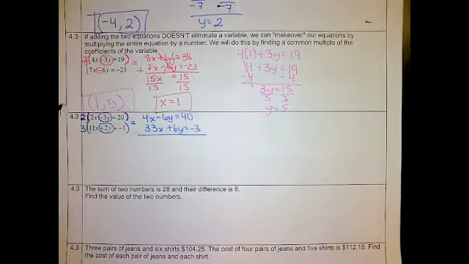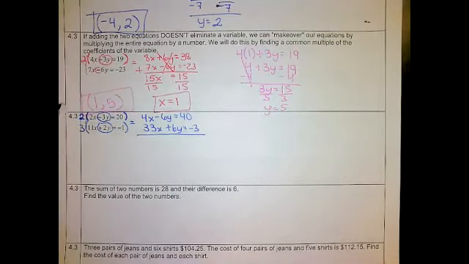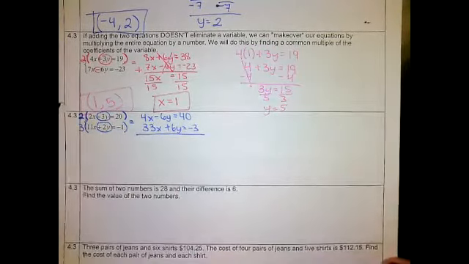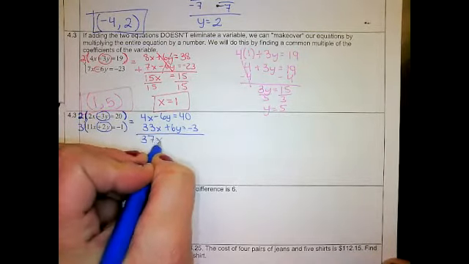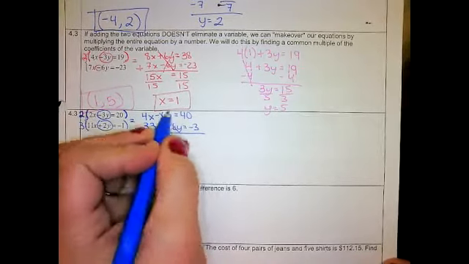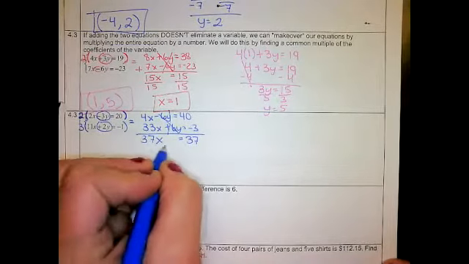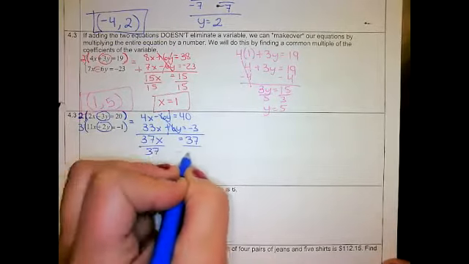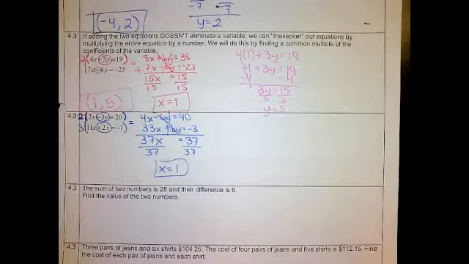And now I'm going to combine my like terms. So 4 plus 33 is 37. Okay, so 37x. And negative 6 plus 6 cancels. And 40 take away 3 is 37. Divide both sides by 37. And I get x equals 1.